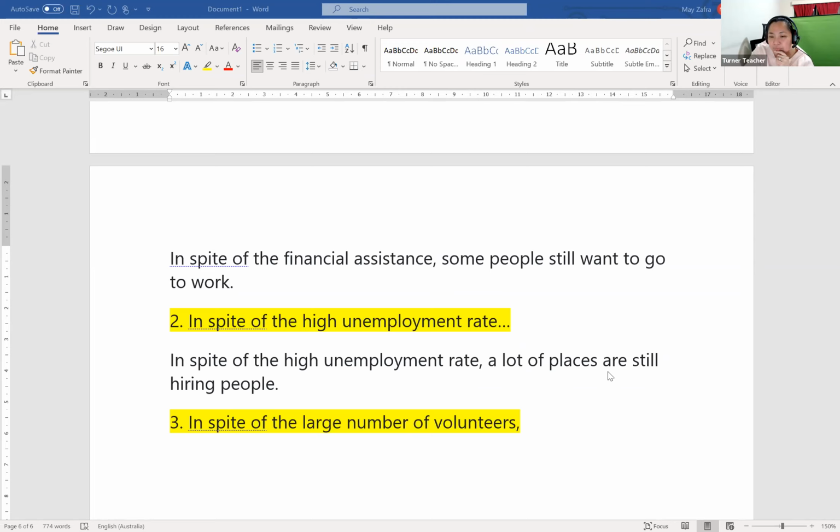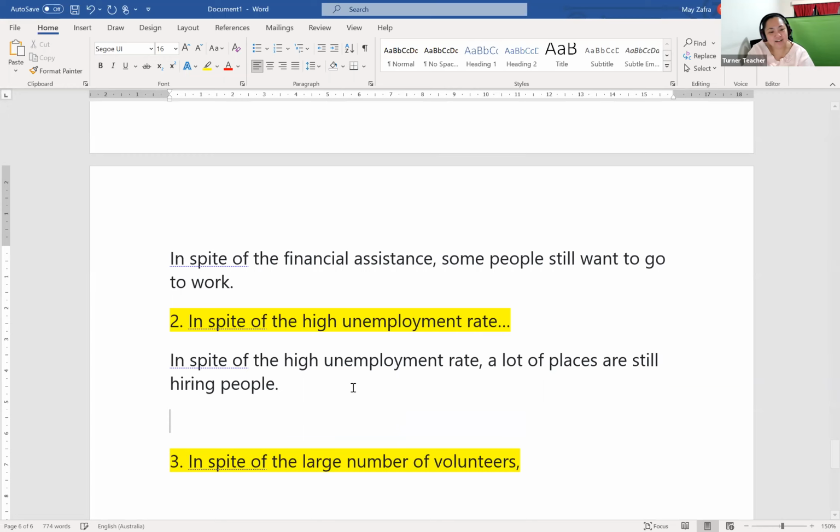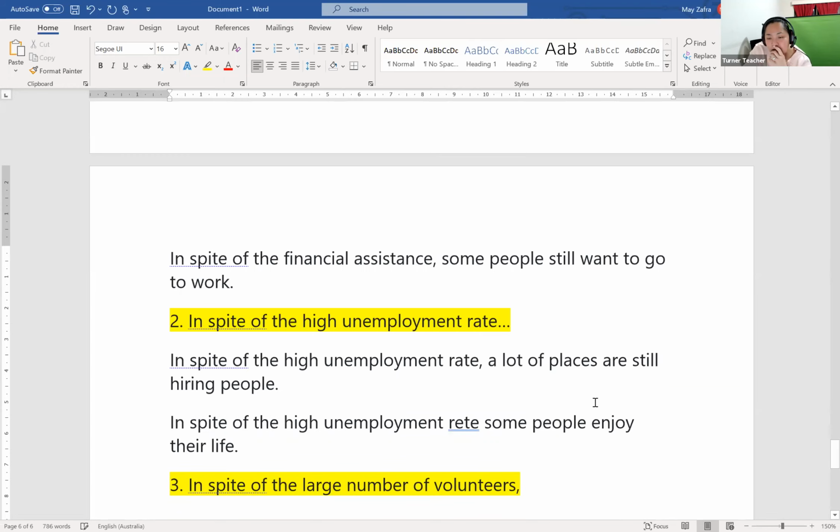Yeah. Thank you. In spite of the high unemployment rate, some people enjoy their life. Yeah, that's possible. They don't care. Yeah. In spite of the high unemployment rate, fresh graduate students from famous universities are not hard to find the jobs. Maybe Rosit, you need to change it. Some from famous universities are not struggling to find the jobs.